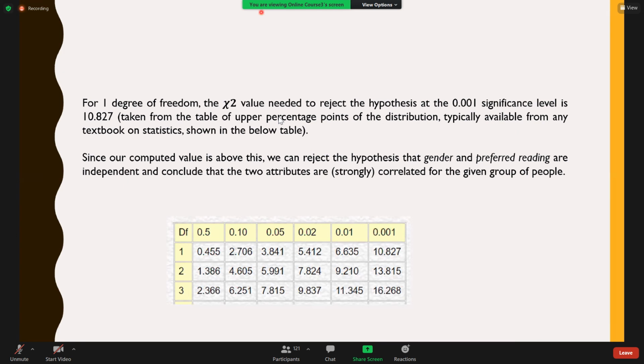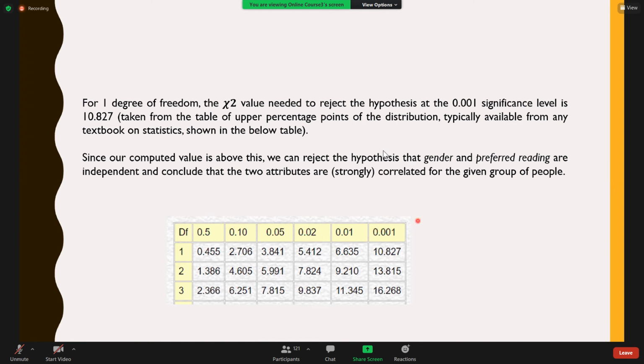One question from last year: should we consider only significance level 0.001? Yes, this is the most accurate significance level. As you move from 0.001 to 0.01, 0.02, and so on, the accuracy changes. 0.001 is the most possible significance level.